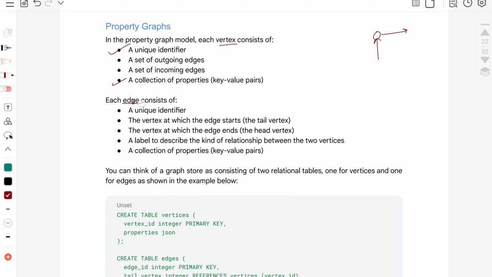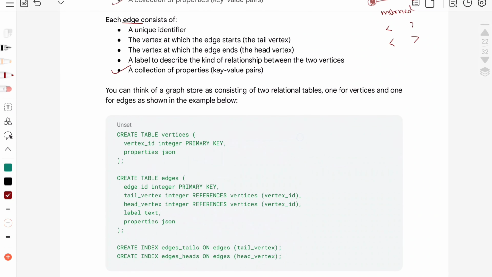And each edge, let's say that this is an edge. Each edge consists of a unique identifier, the vertex at which the edge starts, the tail vertex, the vertex at which the edge ends, the head vertex, and a label to describe the kind of relationship between the two vertices. So let's say that these two vertices represent two people and they're married. So the label of the edge would be married. And then a collection of properties: when were they married, where were they married, and so on.